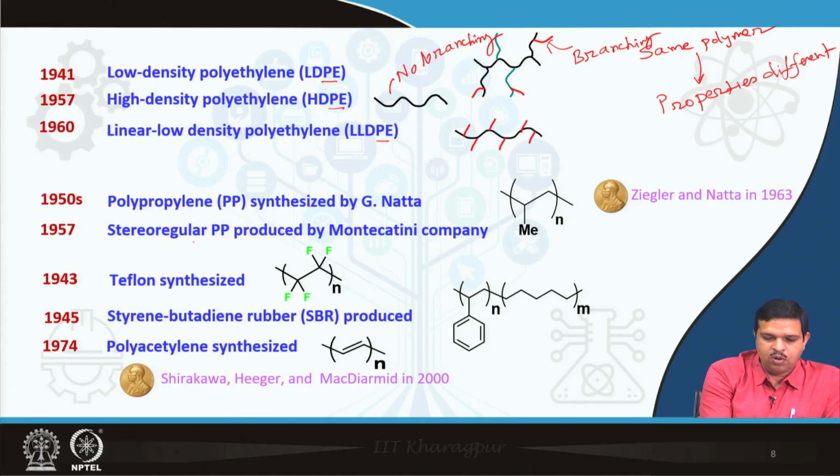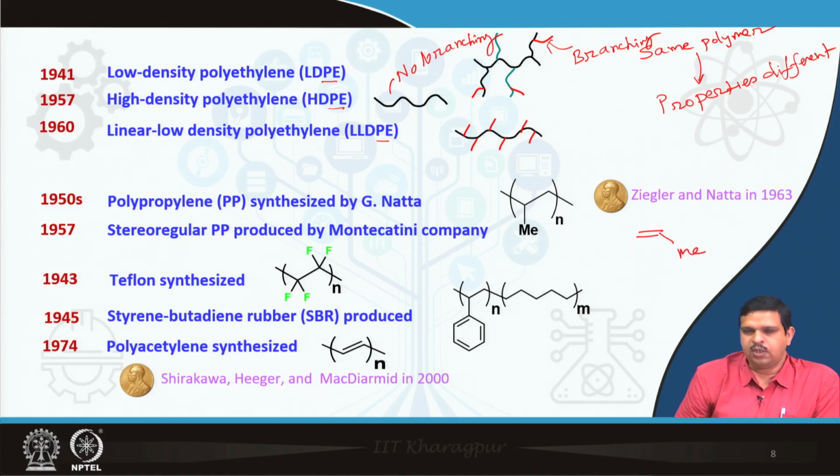Similarly, the second most popular polyolefin polymer is polypropylene. Here you will see that instead of ethylene, this monomer is used. So, it is basically the methyl substituted ethylene, that is propylene. Again, this is a Nobel Prize winning discovery. Ziegler and Natta were both awarded the Nobel Prize in 1963, who developed independently the polymerization of polypropylene. Polypropylene again is a very interesting polymer, we will discuss it in the following classes.